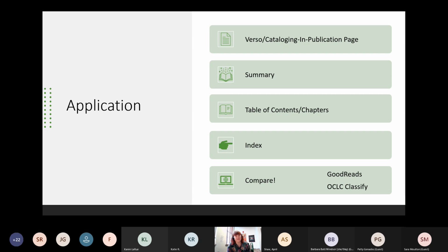That's especially helpful with nonfiction, I think. And also the index, especially in nonfiction, for terms that apply multiple times. You can see the ratio of a topic appearing in a material if you're looking for different subject headings to apply to a certain item. And then there are also places to compare. A lot of times with fiction, I will go on to Goodreads and look at the user generated tags. Those can be extremely helpful as a starting point to figure out what subject headings apply to specific materials.